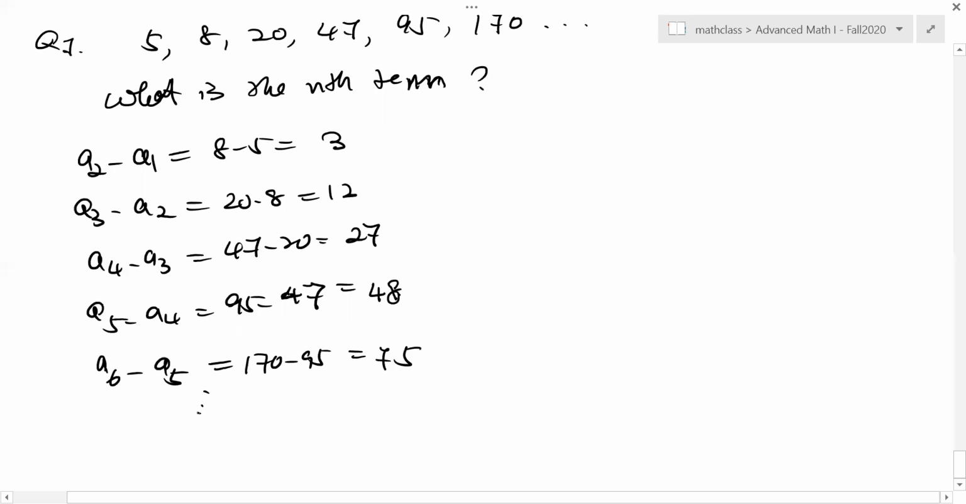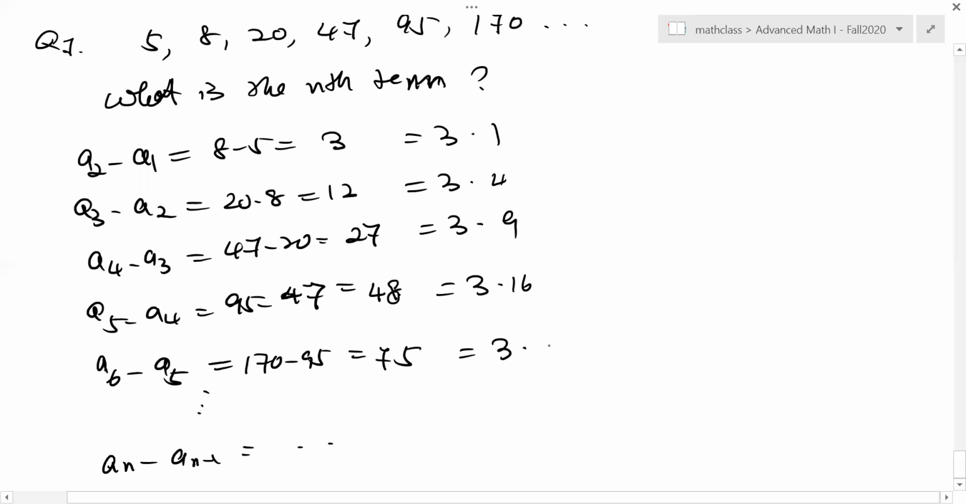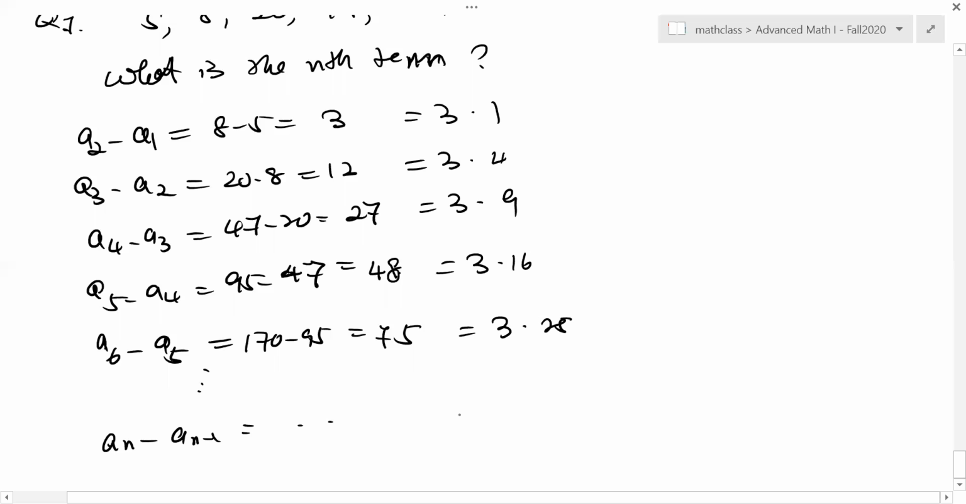Okay, so the general one, I have to figure it out, right? But then let's look at the sequence on this side. I found out that all of them are multiples of 3. So if multiple of 3, I should take it out. 3 times 1, 3 times 4, 3 times 9, 3 times 16, 3 times 25. Okay, then you see all perfect squares. Okay, so that will be 3 times 5 squared, so it's n minus 1 squared.